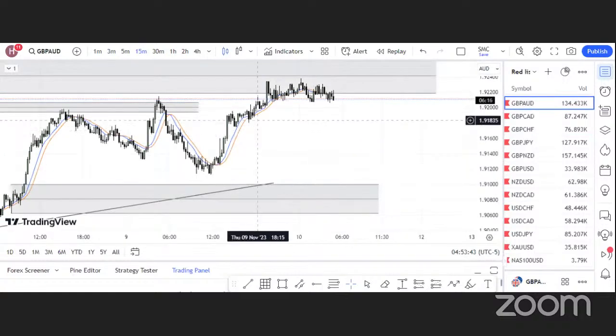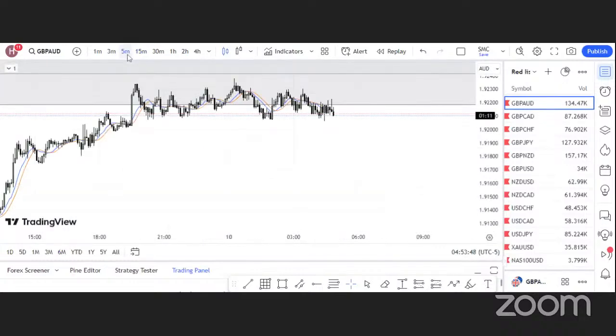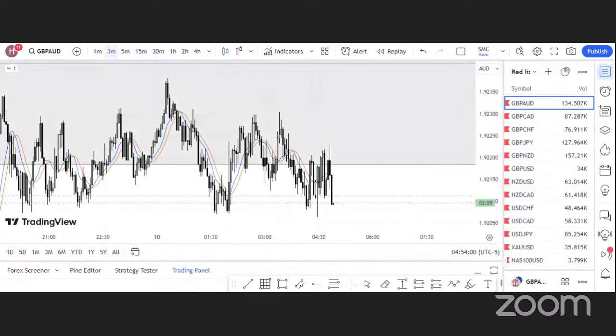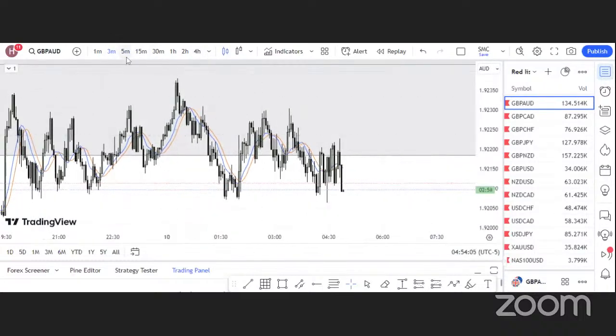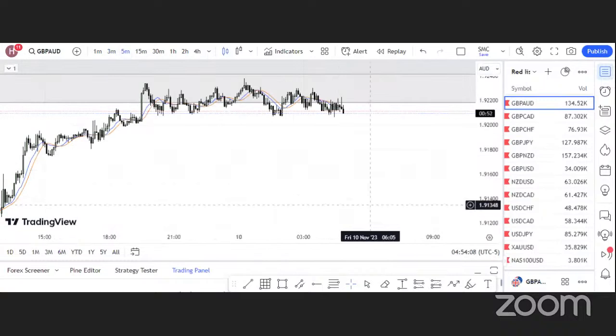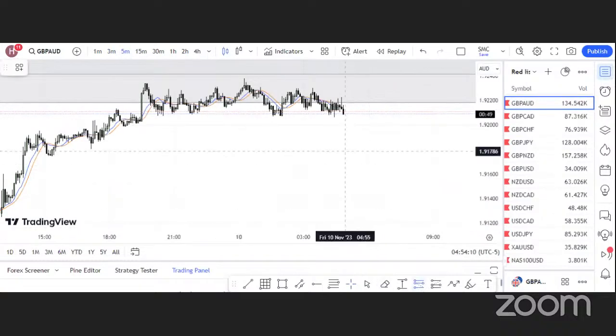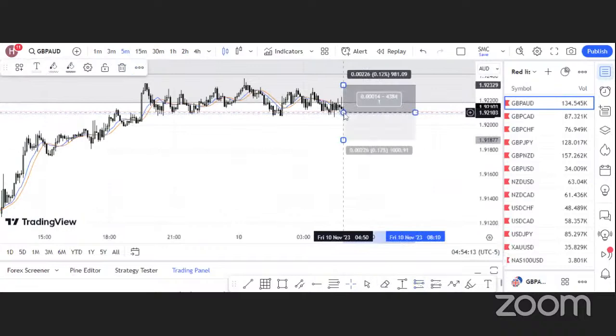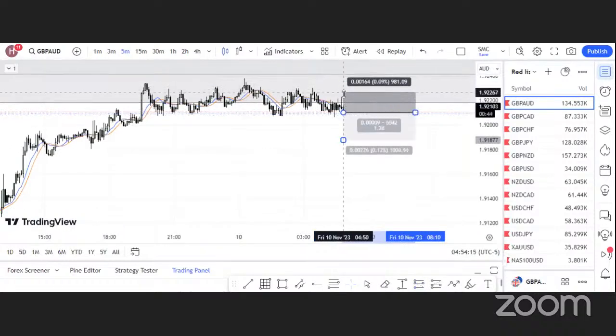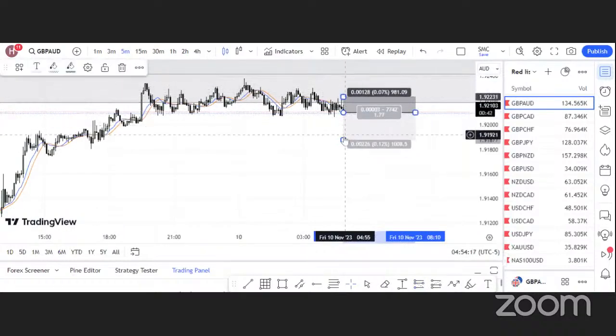Pretty good. All right, guys. Go to GBP AUD. GBP AUD sell now. So we are going to stay on the 5 minutes time frame. We enter from here. Our stop loss is here, and our take profit is here.